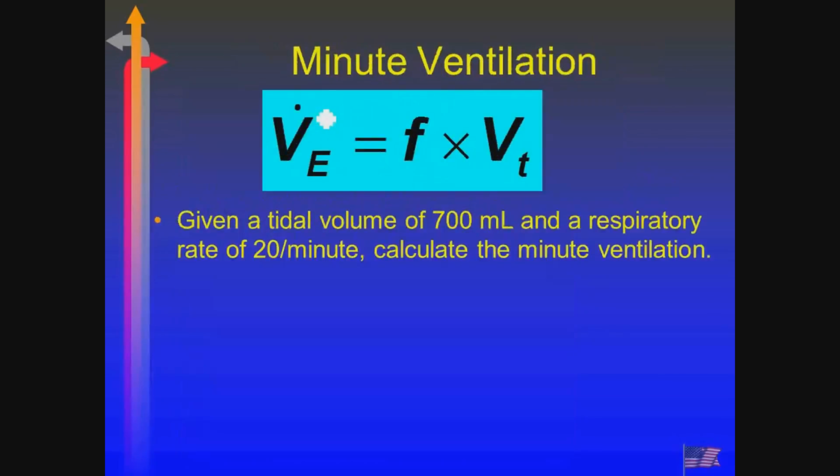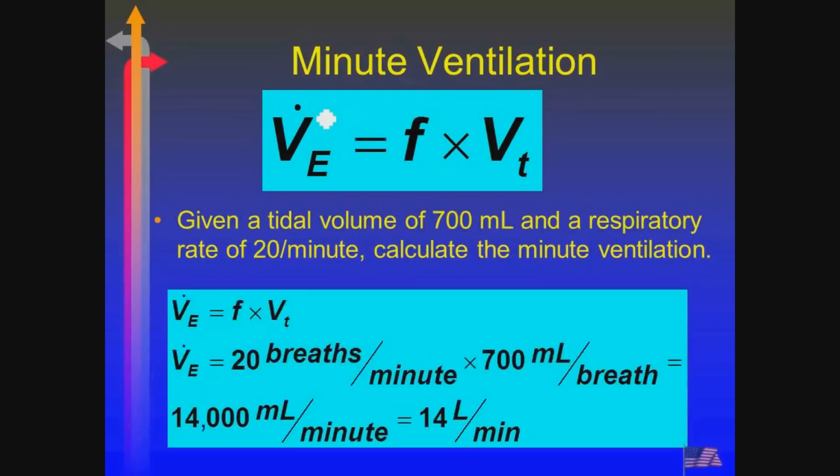Minute ventilation is the respiratory rate, the frequency, times your tidal volume. So here I have a given tidal volume of 700 and a respiratory rate of 20. Calculate the minute volume. Basically set it up as 20 breaths per minute times 700 milliliters per breath, and I come out with 14,000 milliliters per minute. That's kind of an ugly number. What if I just say 14 liters per minute?